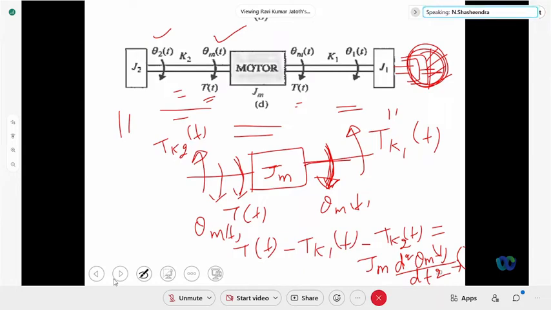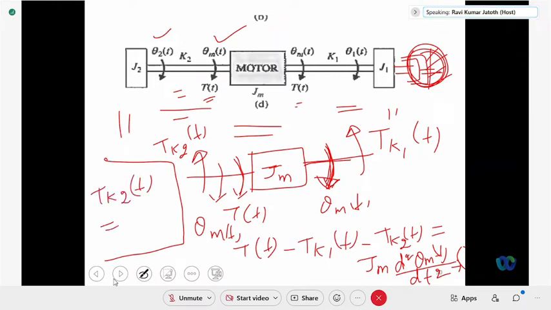Now, what is Tk1 of t? So here Tk2 of t. What is Tk2 of t? Tm minus T2 of t. Something else. K2 into theta m minus theta 2. K2 into theta m of t minus theta 2 of t. Okay. And what is Tk1 of t?